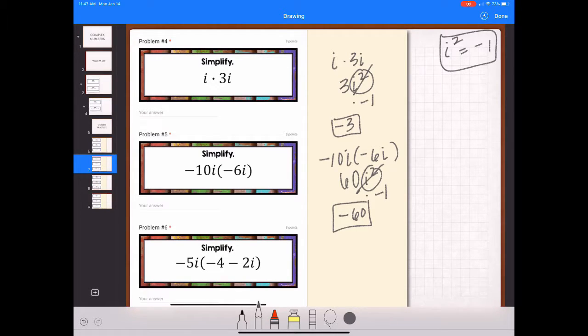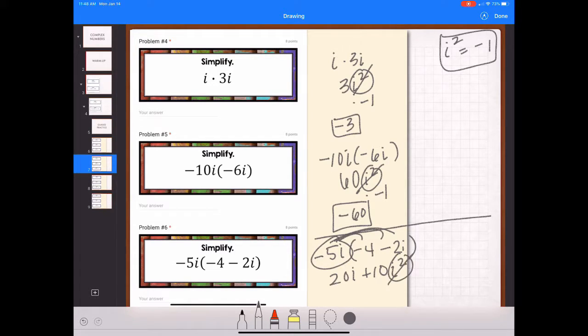Okay, problem number 6. Negative 5i times negative 4 minus 2i. Distribute the negative 5i. That's going to give you 20i. Distribute again. Negative 5i times negative 2i. That's positive 10. And then i and i give you i squared. This i squared replaced with negative 1, so this really has a value of negative 10. And then when you rewrite it in the correct order, it's going to be negative 10 first plus 20i. So that would be your answer.